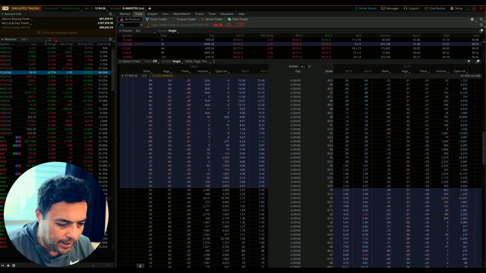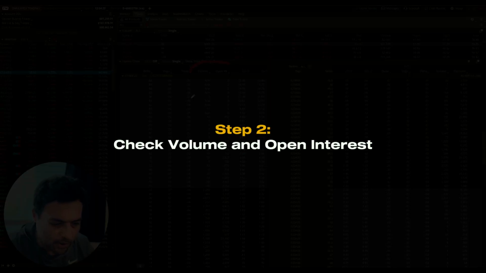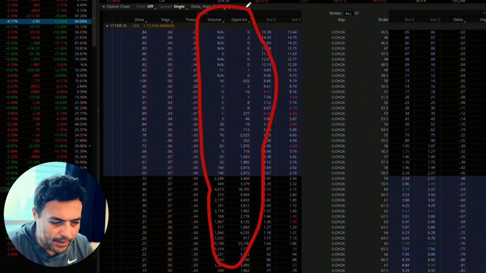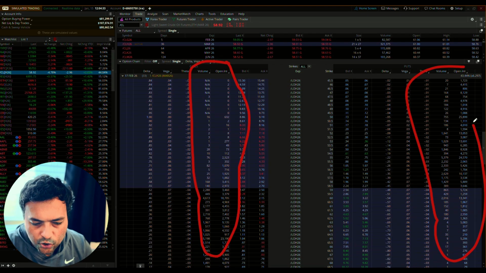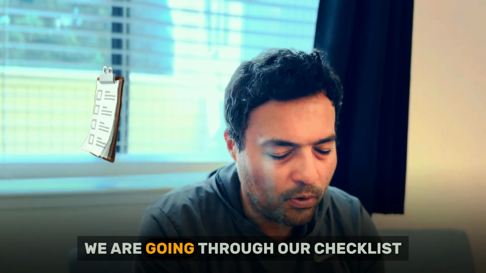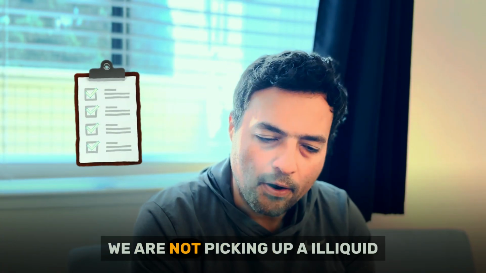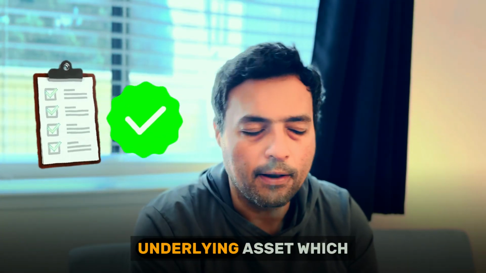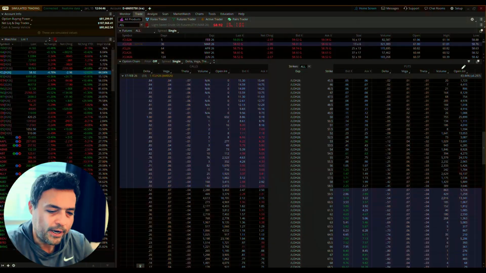Next thing. So step number 2 is you have to look at the volume and open interest. Okay. This is the key to getting into the trade, because we make sure that when we get into the trade, we are checking the box. We are going through our checklist and making sure that we are not picking up an illiquid underlying asset, which we don't normally do. We only trade liquid assets.